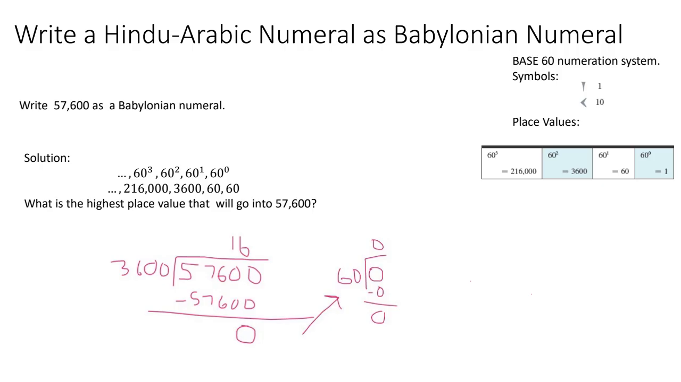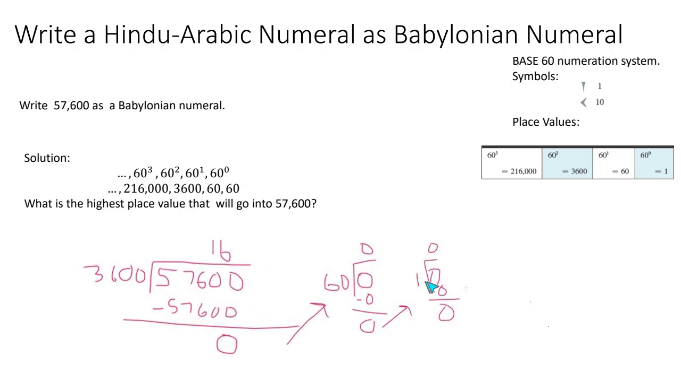So my remainder of 0, I'm going to write it in here. I go to the next place value, which is 60, and I get a remainder of 0, or it goes in 0 times. 0 times 60 is 0, so we end up with 0. I have to do this again. Now my next place value is 1, so we end up with 0. Okay. So now that we have finished our last place value, then we can write our answer. So we have 16, so I wrote 16.